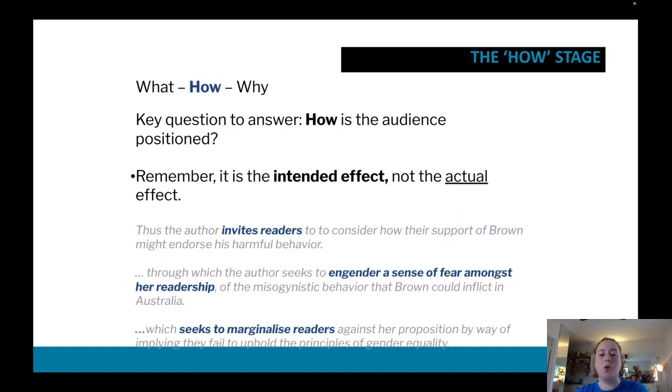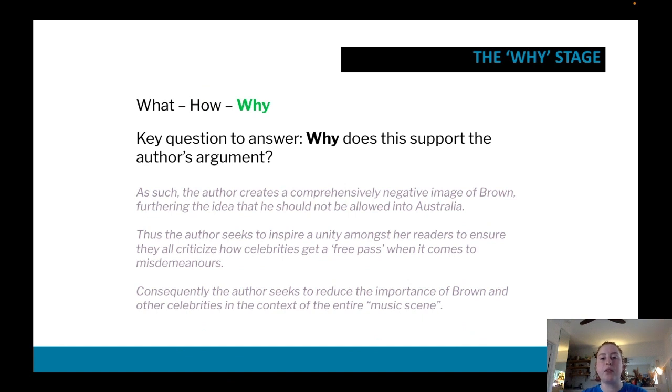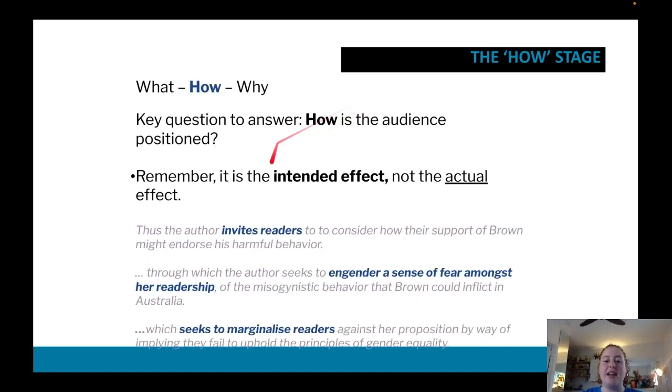Then I like to go to the why. As such, or in this way, the author creates a comprehensively negative image of Brown to further the idea that he should not be allowed into Australia. So why does the author write this quote? Or why does the author make this statement? Why does the author do it? And then how does it position the audience? What is the intended effect? What is the connection to the views and the values?